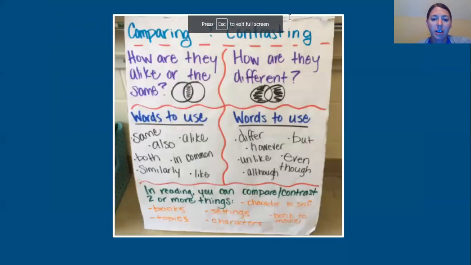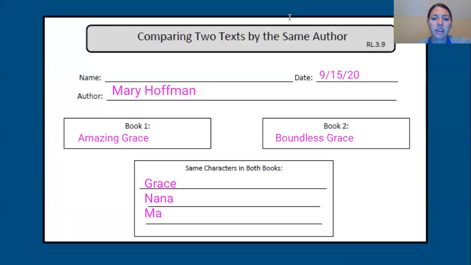So for comparing and contrasting, how they are alike or similar, some of the words that Annie and Moby taught us were same, alike, also, both, in common. Words to use for how they are different or their differences are differ, however, but, unlike, even though, and although. So we are going to compare and contrast two texts using this graphic organizer.